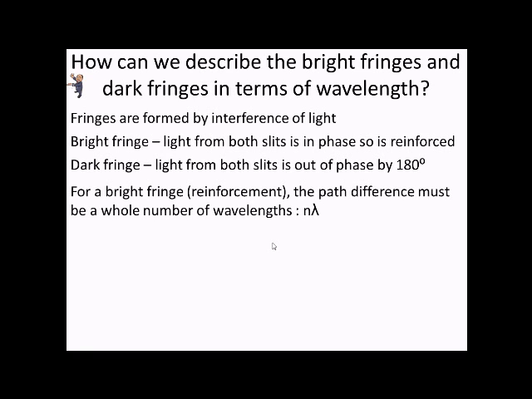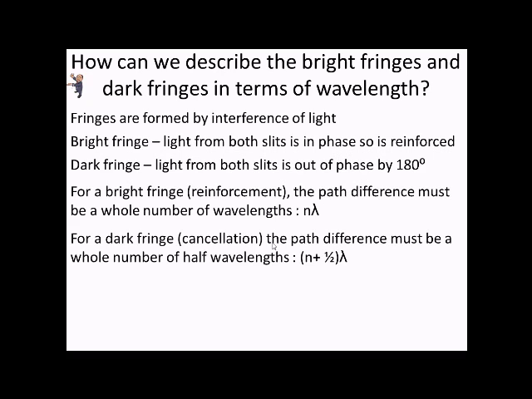So for a bright fringe, the path difference, i.e. the difference between the paths travelled by the light to get to that single point, must be a whole number of wavelengths. Otherwise, the waves would not arrive in phase and you wouldn't get complete constructive interference. So the path difference must be n times lambda. For a dark fringe, so for cancellation and destructive interference, there must be a whole number of half wavelengths, so (n + 1/2) lambda.